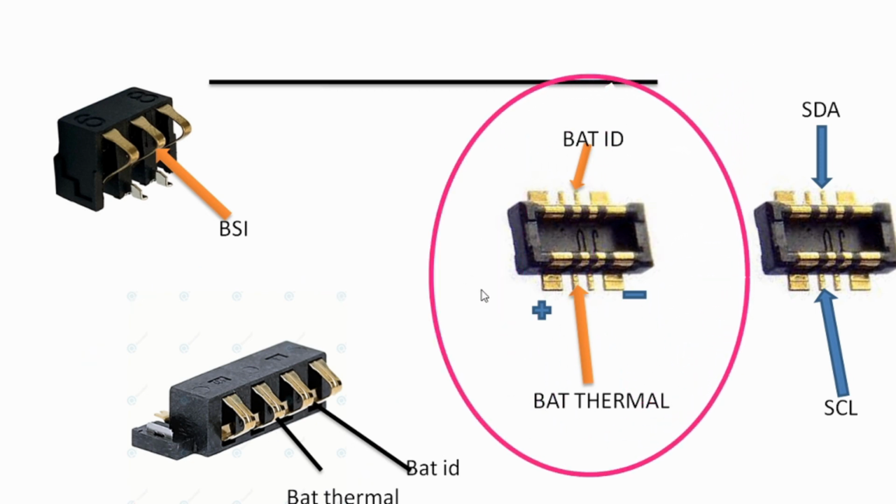Now go to the third battery connector. This type of battery connector is mostly used in Android 4G phones. In this battery connector you can see Batt ID and Batt thermal. This type of battery connector is used with fixed battery phones.